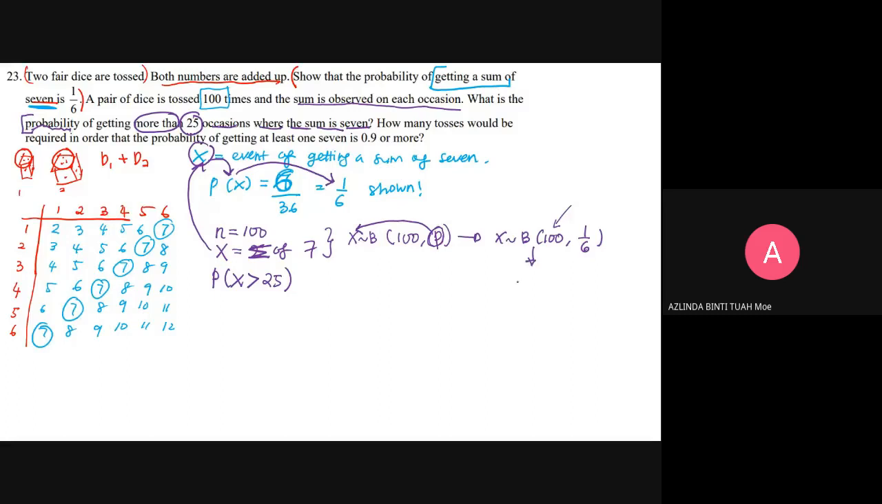Terus tukar dia kepada normal. Okay, seterusnya, NP, balik NP. Amy? NP here berapa Amy? Dengan NPQ.